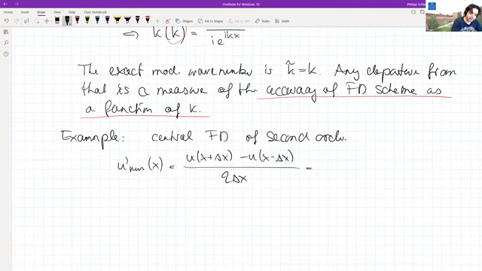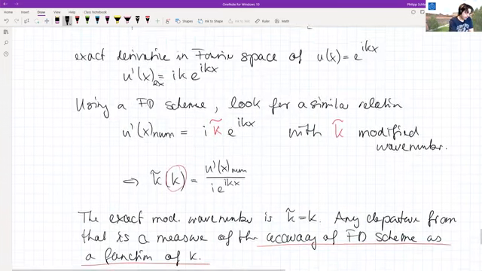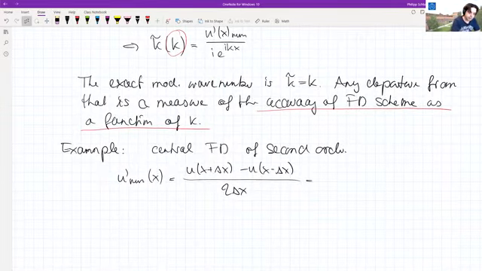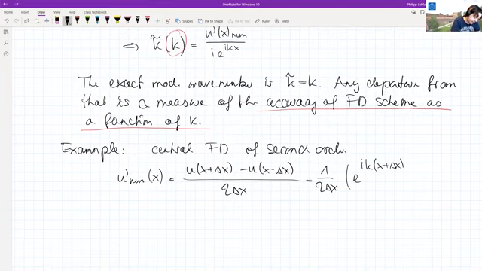Okay, now I need to introduce my Fourier mode that I had from above. There it is. So this Fourier mode I just need to introduce in my finite difference formula. So that means 1 over 2 delta x of e to the i k (x plus delta x) minus e to the i k (x minus delta x).